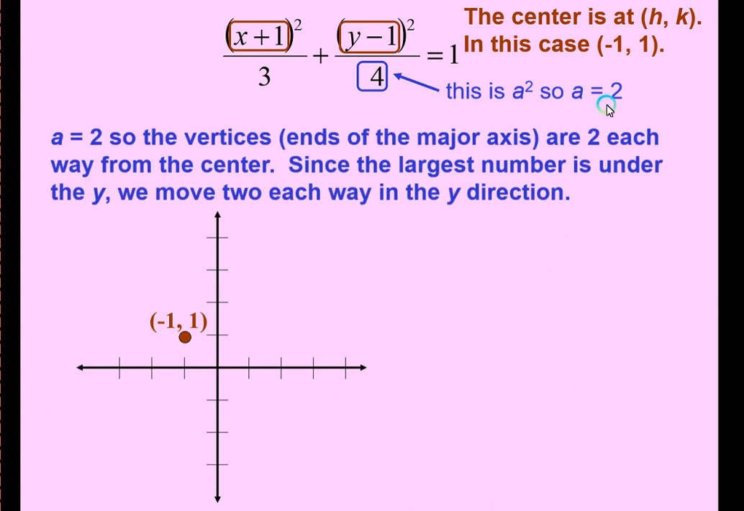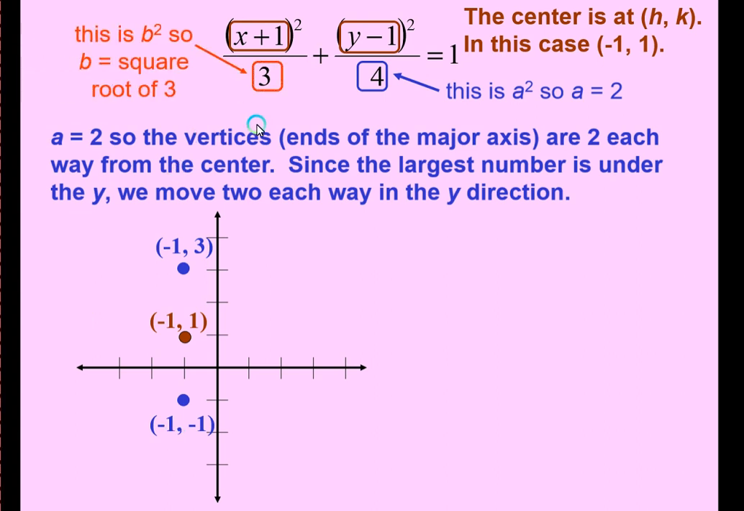So, we have to move a units from the center to our vertices along y, that is why our major axis is along y. So, 1, 2, 1, 2. This one is your a. For b, b squared is equal to 3, therefore b is equal to square root of 3, which is close to 2. So, we move there, approximately 2, and then join these, and this will be your ellipse.